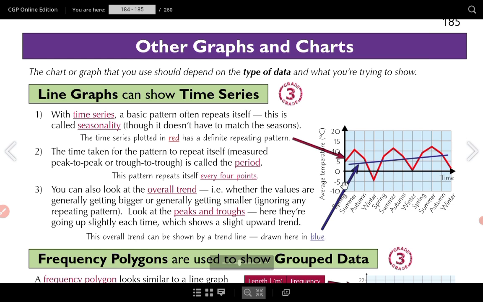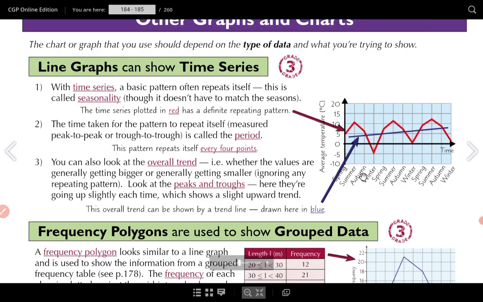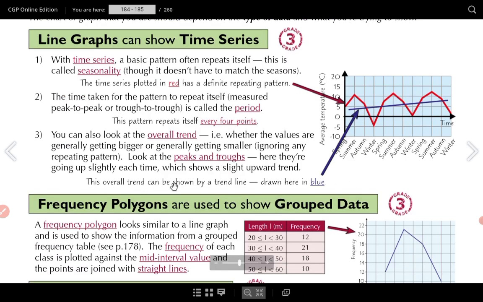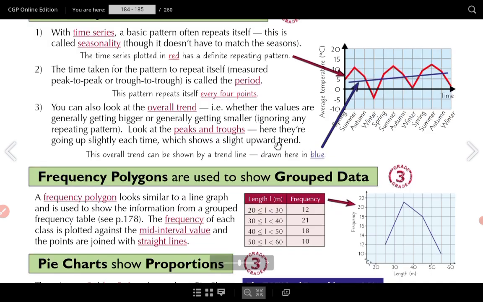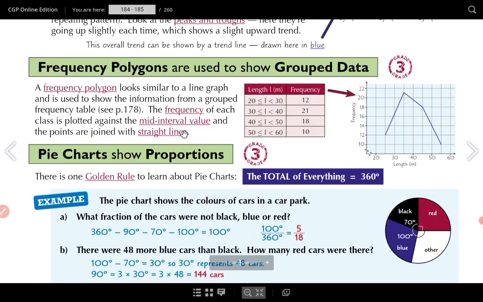With time series, a basic pattern often repeats. I think we've seen a number of these types of graphs. On this one, the overall trend can be shown by a trend line. So you can show a trend line showing that there's a bit of an increase, whether the values are generally getting bigger or generally getting smaller. You can find that they are increasing a bit going this side, so you draw your trend line like that.